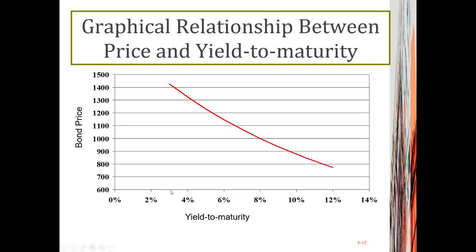Right? For example, when interest rate was low, let's say around 3%, this bond will have a price that is higher than $1,400. But when interest rate increases towards 12%, look, bond price declined dramatically to a level that is lower than $800. Alright, this is the 30-year Treasury bond issued by U.S.